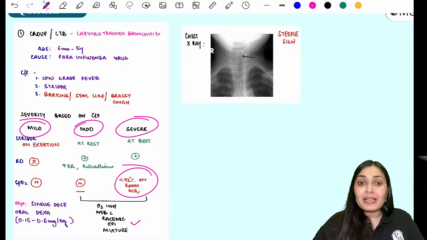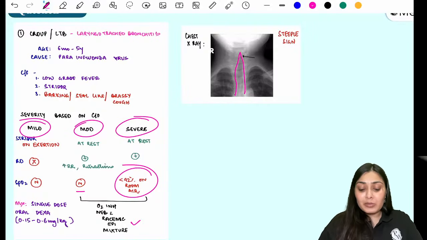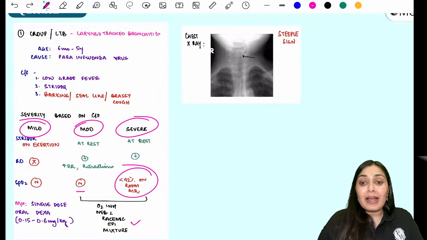You see this typical X-ray. You can see this tip sign, steeple sign, pencil tip sign, temple top sign. All of these are different names of the sign. This we see classically in croup or laryngotracheobronchitis, right?